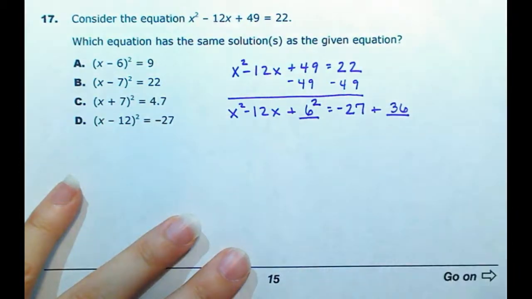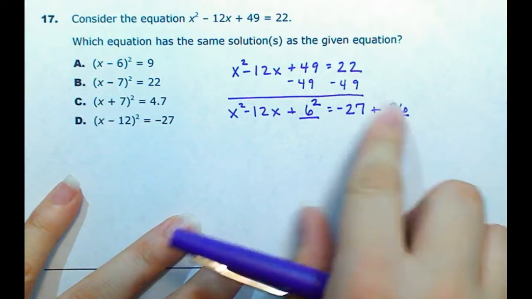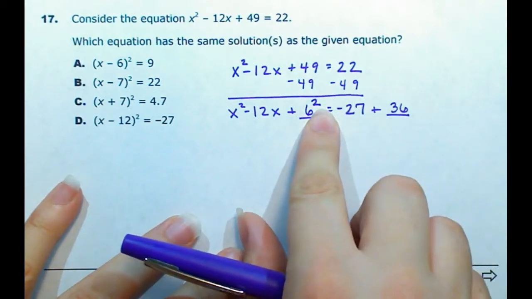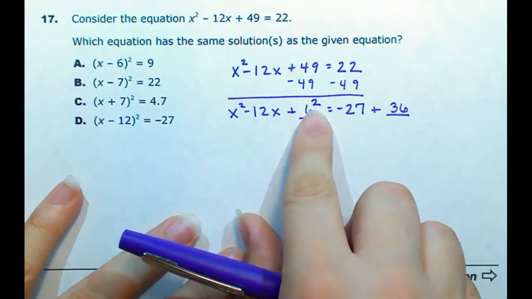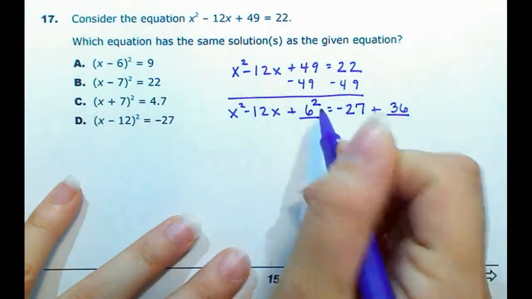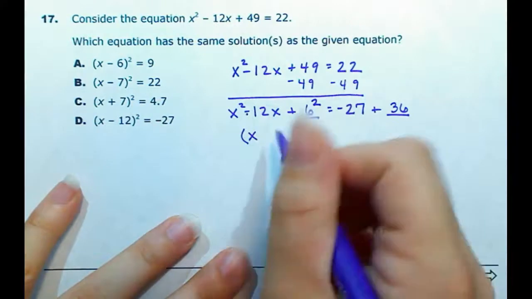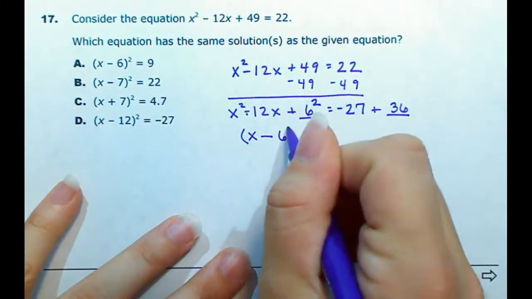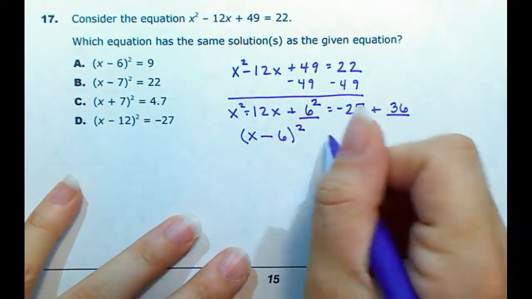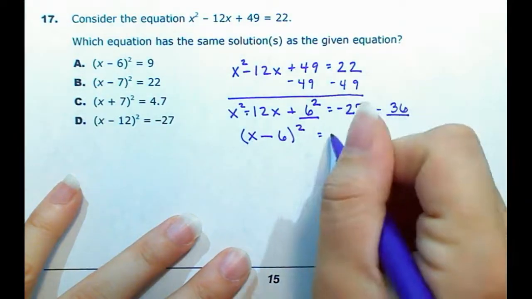And you're going to notice I wrote this one as 36, but I left this one as 6 squared. That's because that's going to make it easier to factor. Because on this side, I can factor this down into x minus, that's a minus, 6 squared. And that's going to equal, this adds up to 9.